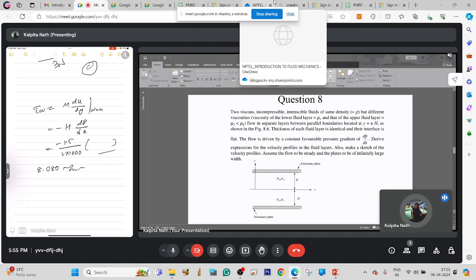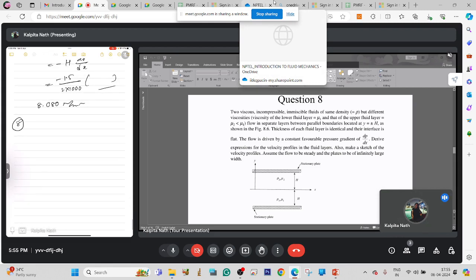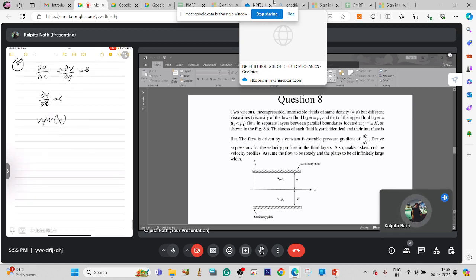First of all, we'll start with the continuity equation as usual. This is question number 8. The continuity equation under incompressible flow condition is del u/del x plus del v/del y, and this is equal to 0. For fully developed flow, del u/del x is equal to 0, so del v/del y is equal to 0. So v is not a function of y, and v is equal to 0 at all h.